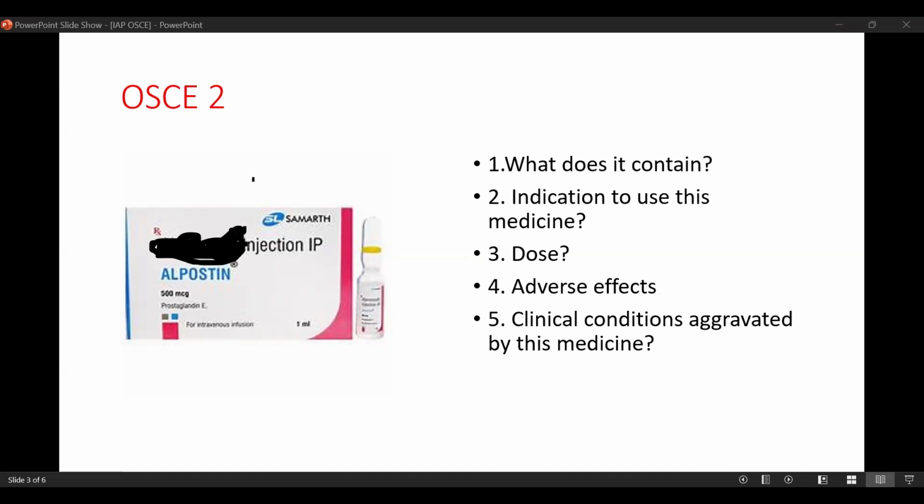So what are the conditions that are aggravated by this medicine? When should we not use this medicine? Yes, absolutely. It is obstructed TAPVC, and TGA with intact atrial septum, or HLHS with intact atrial septum.